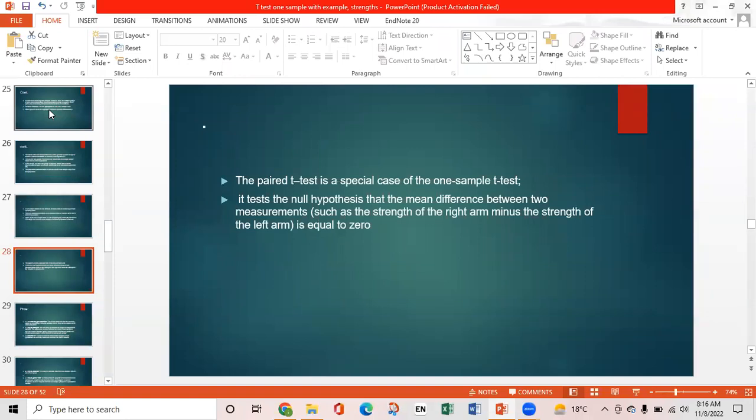The paired t-test is a special case of one sample t-test. It tests the null hypothesis that the mean difference between the two measurements, such as the strength of the right arm minus the strength of the left arm, is equal to 0.